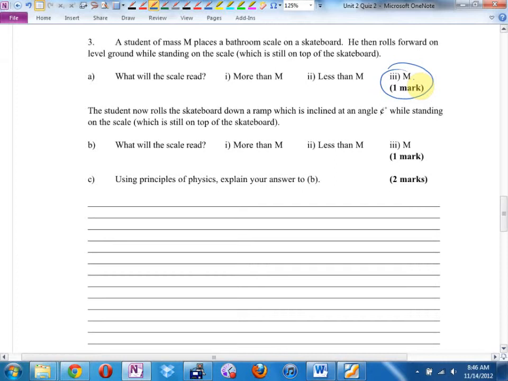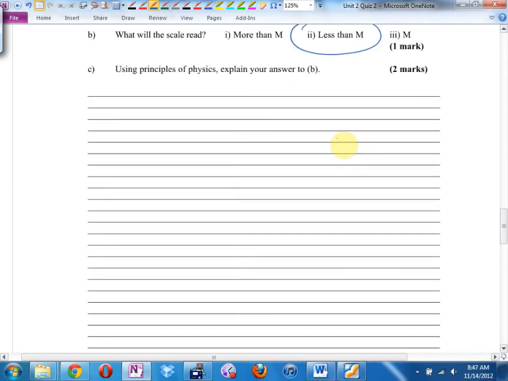A student now rolls the skateboard down a ramp, which is inclined at an angle. Couldn't find the theta key, so I found a phi key on my Mac when I was typing this up years ago. While standing on a scale, which is still on top of a skateboard. Of course, the key idea here is a scale measures the normal force. So what this question is really asking you is, what happens to the normal force? Well, I think at an angle, less than M.